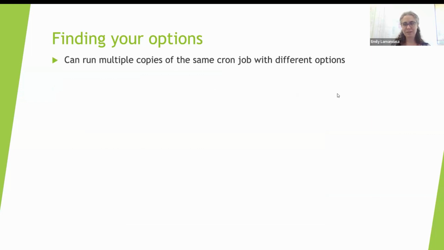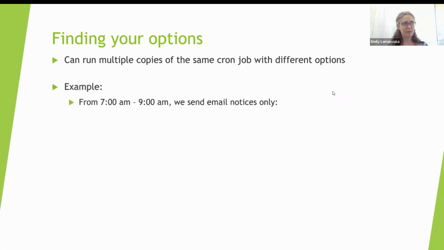And I kind of alluded to this, but one thing that's really helpful to know that might not be obvious is you actually can run multiple copies of a cron job if you want to set up different flags and have it behave in different ways at different times. So you're not just limited to one process message queue. You can actually set up as many copies as you want.